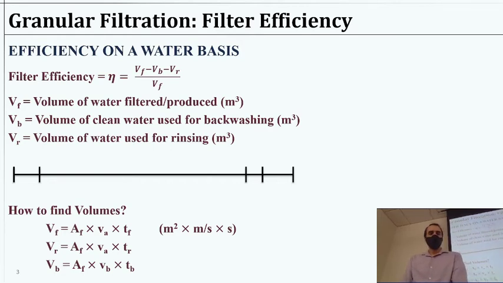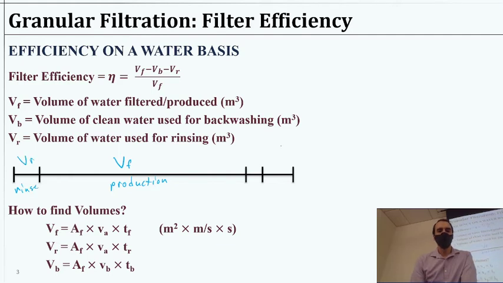Okay, so what we're looking at on our timeline here is our VF is produced during that production stage. We have, of course, VR during our rinse, VB for our backwash, and we're not using any water during our air purge, if we have one.